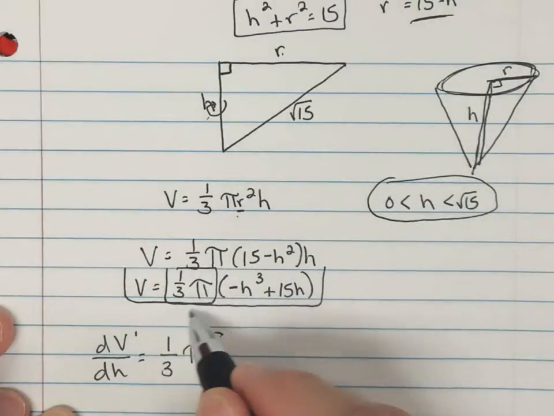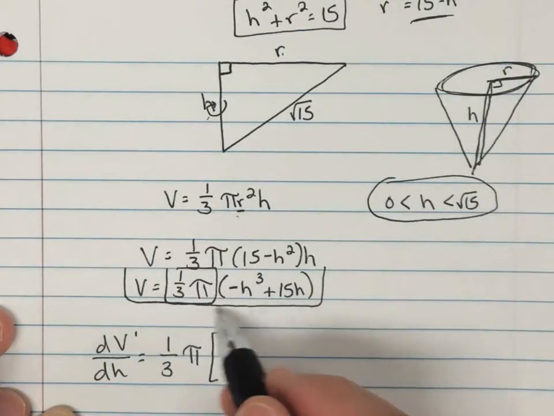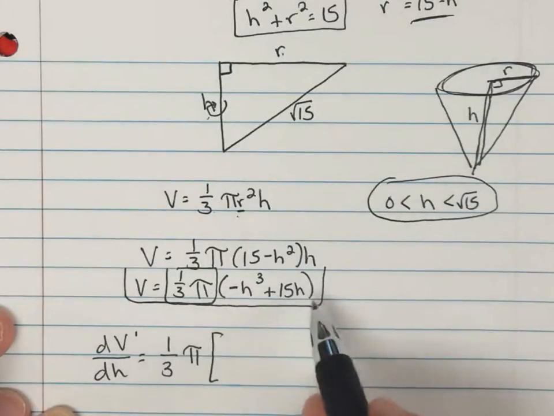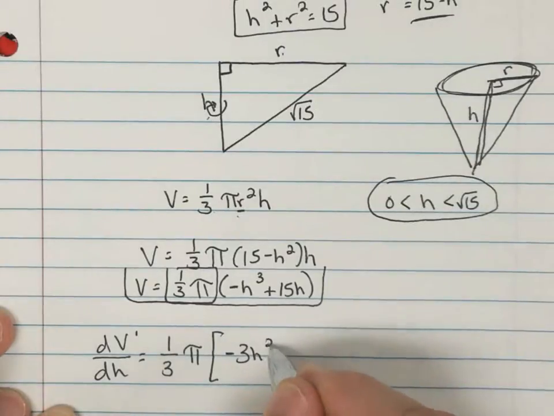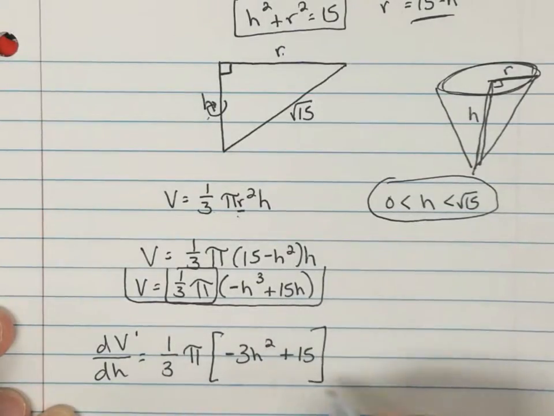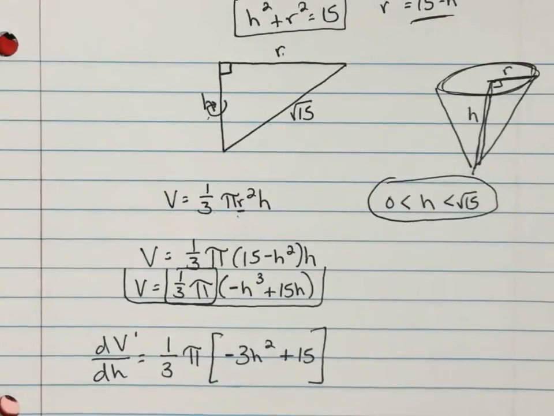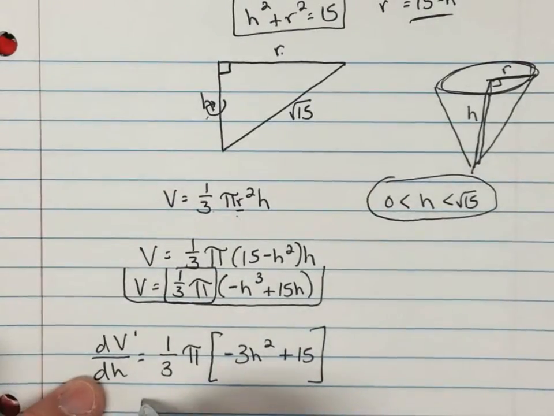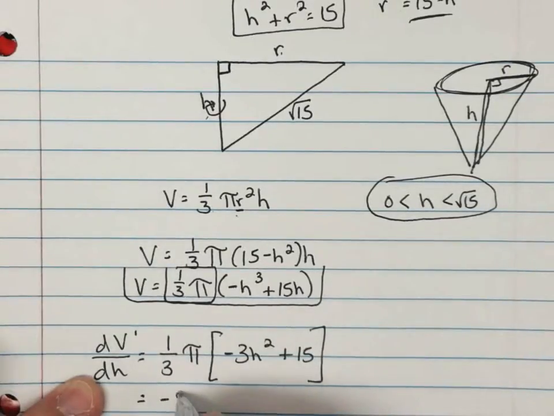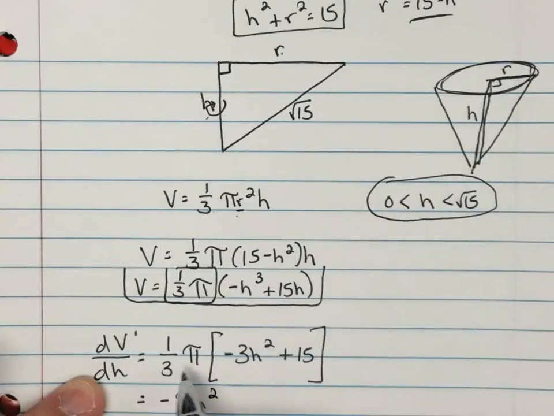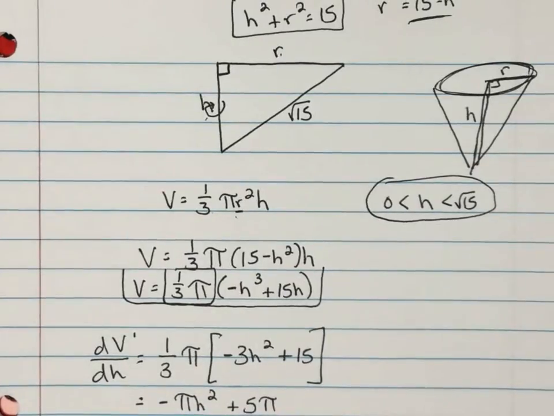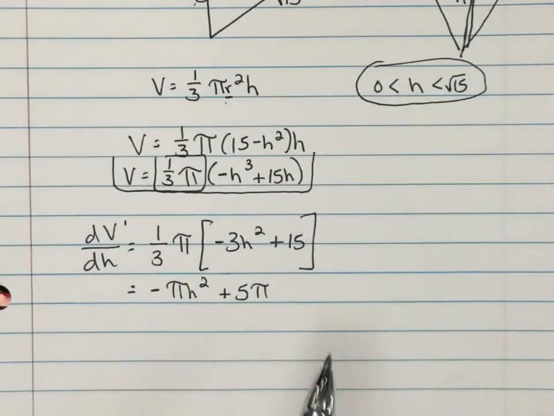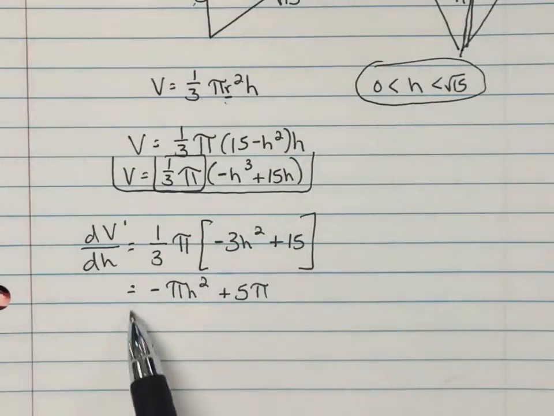Anytime you have a coefficient, not a constant, which would be 0, but if you were to multiply this out, this stuff is just being multiplied by this, so bring it down. And find the derivative of the rest of it. -3h squared plus 15. I might actually clean it up a little bit if I did distribute that out, because 1/3 times -3 would be negative pi h squared, and 1/3 times 15 would be plus 5 pi. That'll work. And we want to know where this derivative is 0 or undefined.